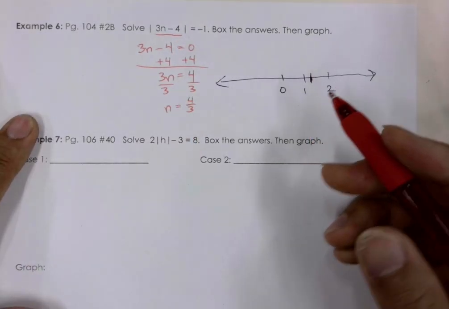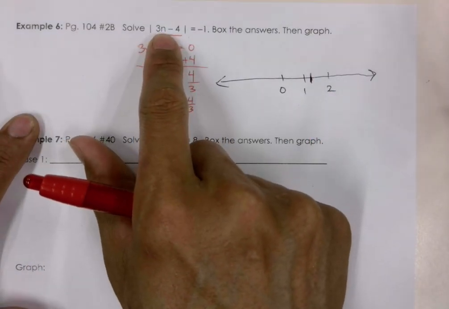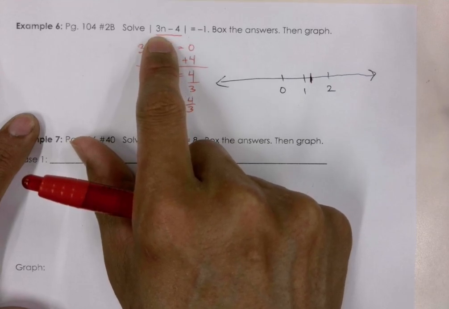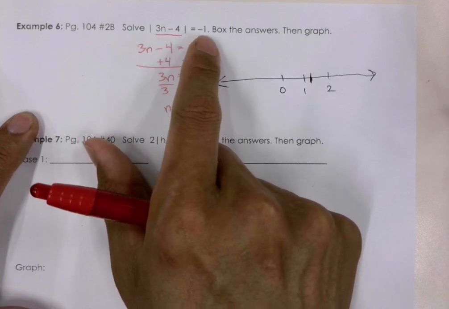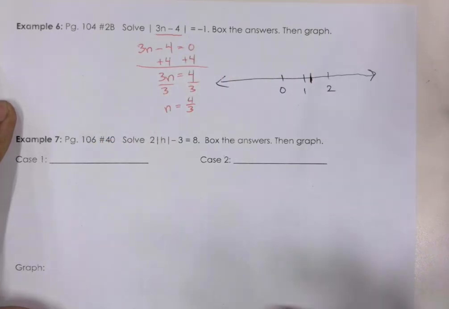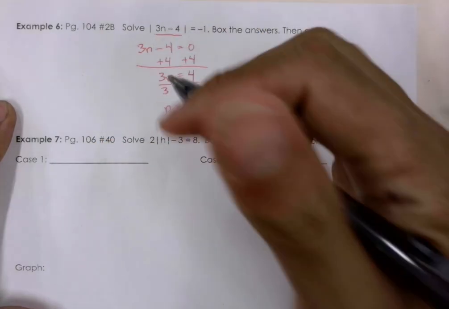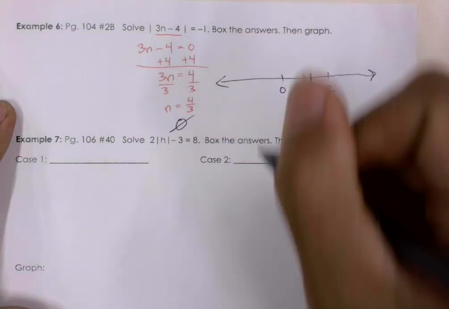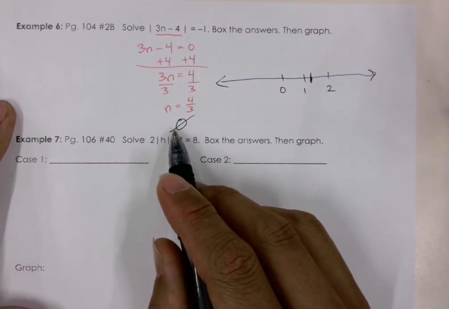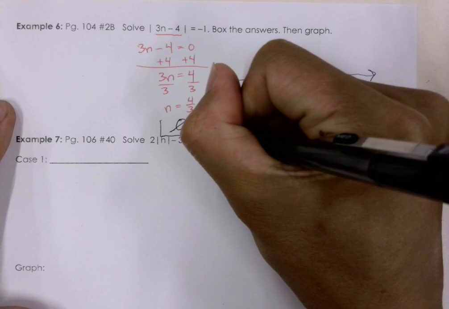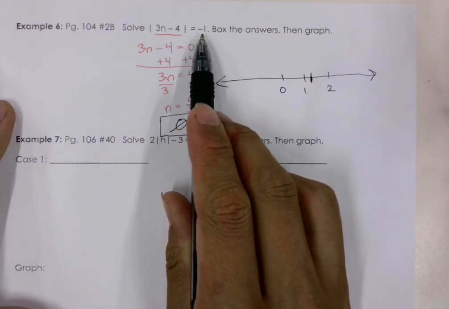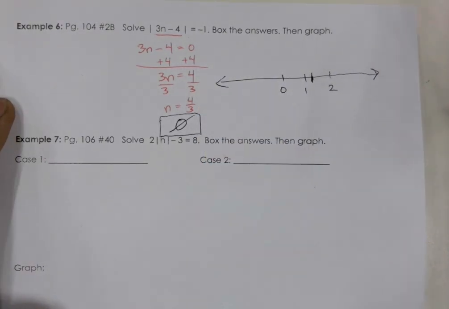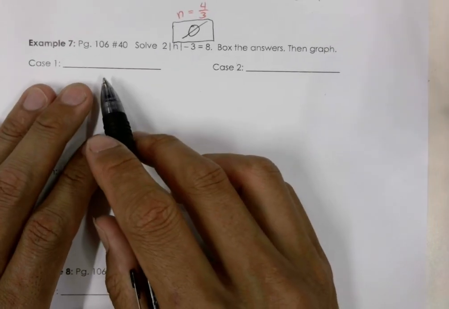So the rule is if you have an absolute expression that is surrounded by an absolute value and it's equal to a negative number, then the answer is always going to be empty set or no answer, because we cannot have negative distances. Alright, let's go ahead and move on to problem number 7.